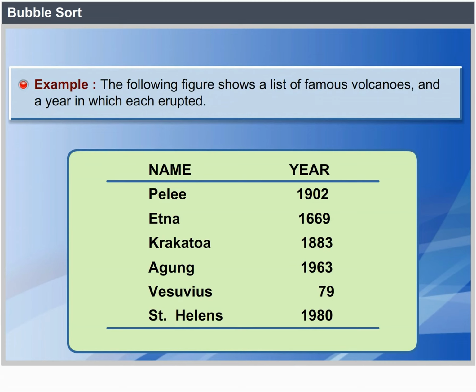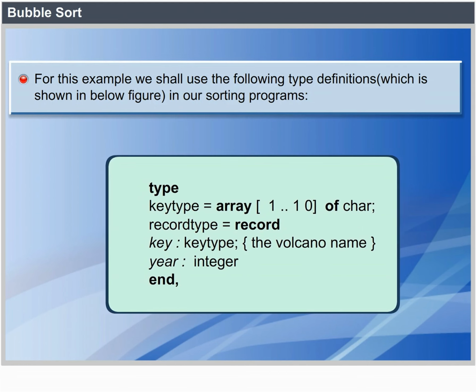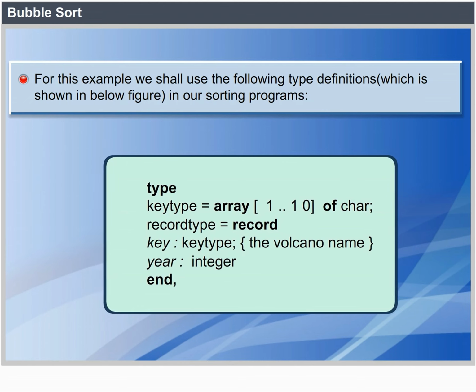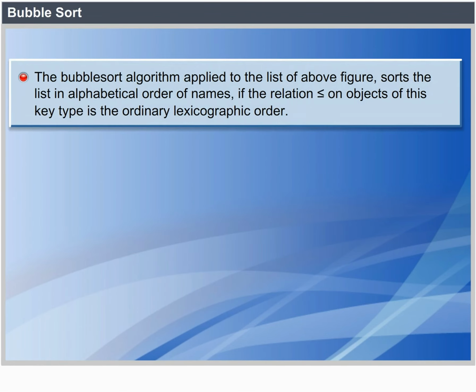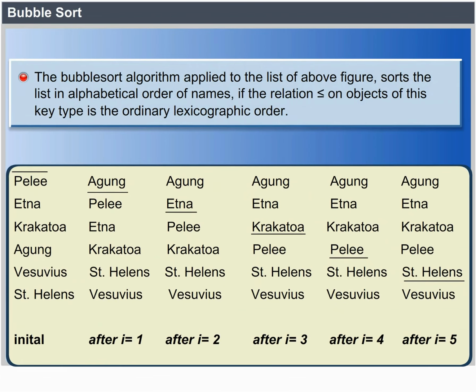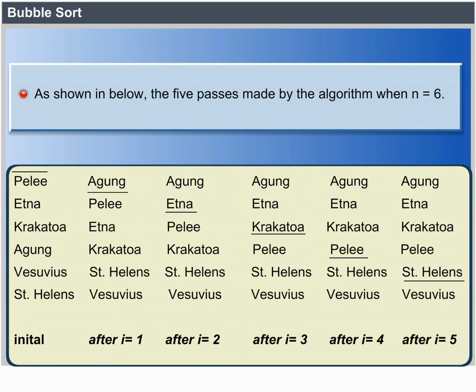For example, the following figure shows a list of famous volcanoes and a year in which each erupted. For this example, we shall use the following type definitions, which are shown in the below figure, in our sorting programs. The bubble sort algorithm applied to the list of the above figure sorts the list in alphabetical order of names if the relation less than or equals on objects of this key type is the ordinary lexicographic order. As shown below, the 5 passes are made by the algorithm when n equals 6.